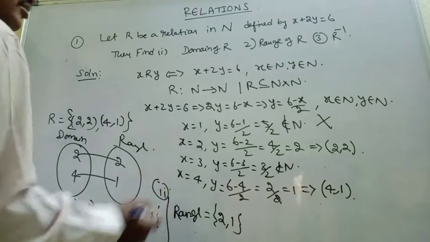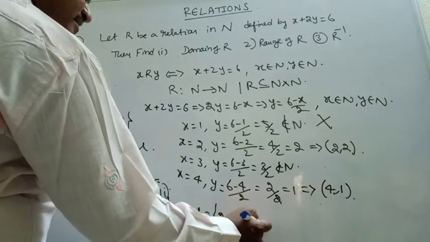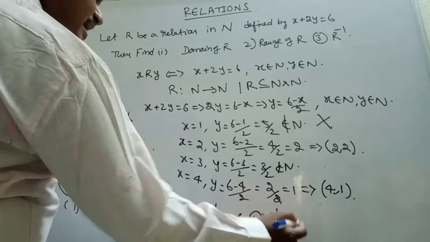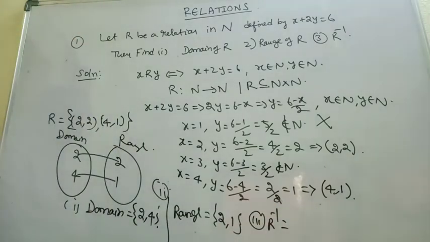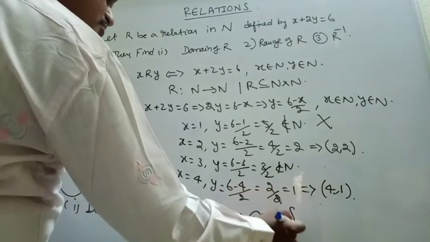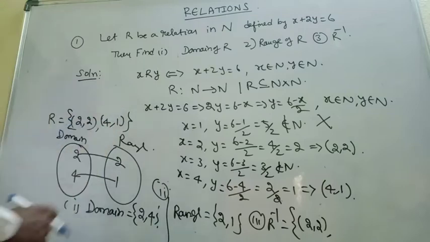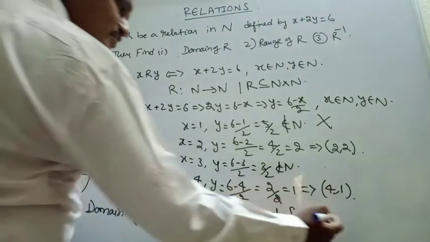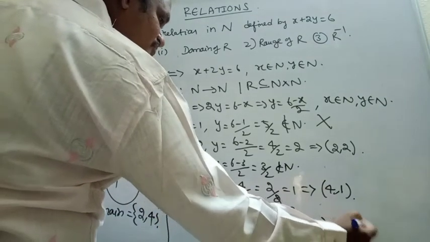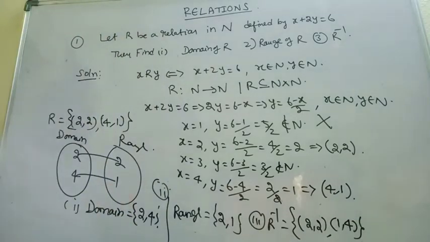The first one, domain, we have got, and the second one, range, we got. Now the third one is R inverse. For R inverse, you just interchange the elements. 2 comma 2, if you interchange, you get 2 comma 2 once again, and 4 comma 1, if you interchange, you get 1 comma 4. In this way you will do this particular problem, my dear students. Fine.